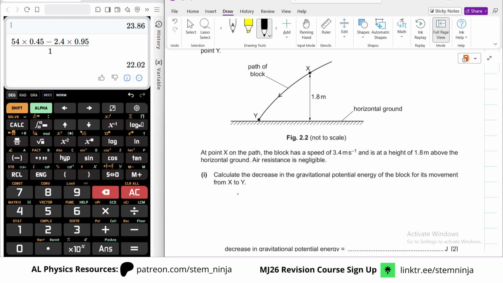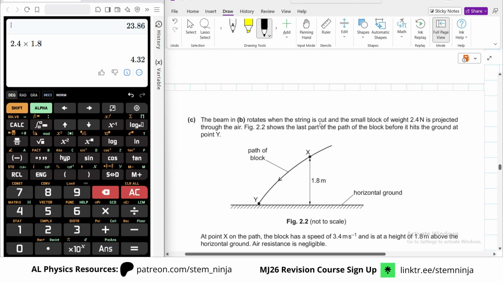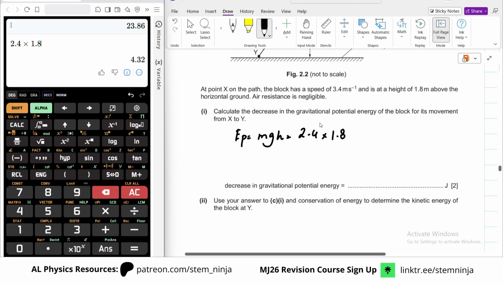So this is easy. So mgh. mg is already given, 2.4 times 1.8. Right, okay, 4.32.